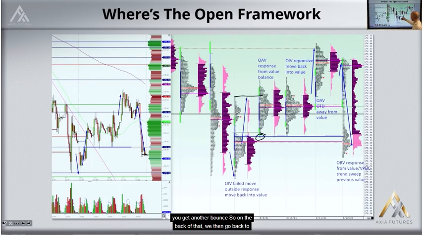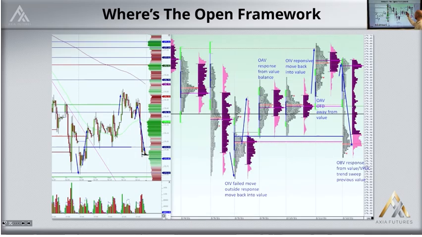When this fails, you get another balance. So on the back of that, we then go back to opening inside value. Same again then. What happens on the breaks of value? Failure. And we get responsive trade from the same place that we did previously. So you're coming into a market that puts in an open auction, trades both ways across the open. That's what you're seeing in here. Trades both ways across the open, no direction, and the market then, even on breaks, fails to keep the move going. Responsive trade falls back into the middle of the range. Direction is unclear.